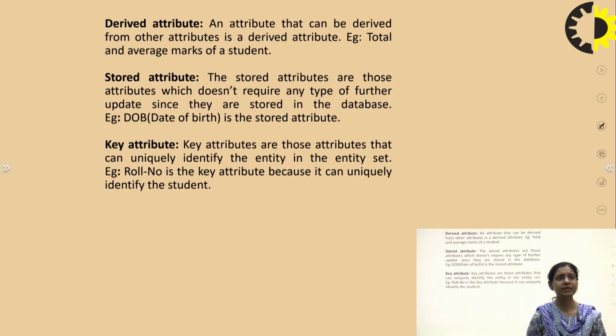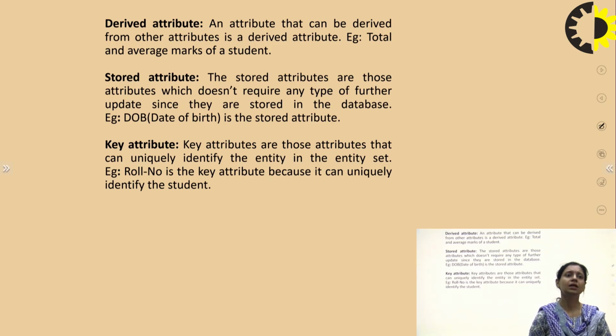The next attribute is the derived attribute. Suppose we talk about the marks of a student. We'll have marks in 5 subjects. Those 5 subject marks will be the attributes of a particular entity student. If I want to calculate the total or the average of those marks, that will be the derived attribute. I am deriving certain information from the already existing attributes.